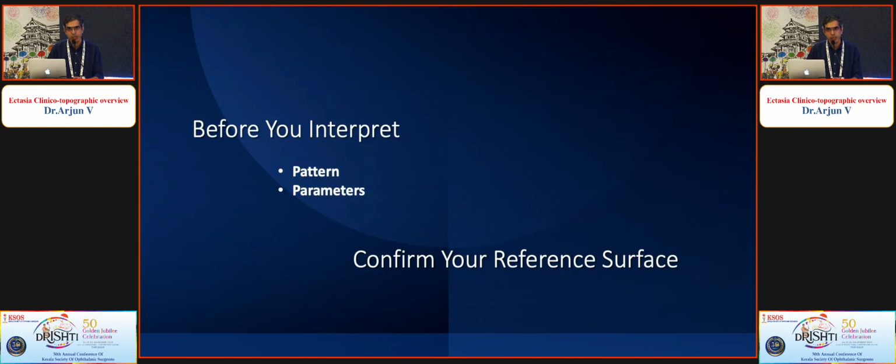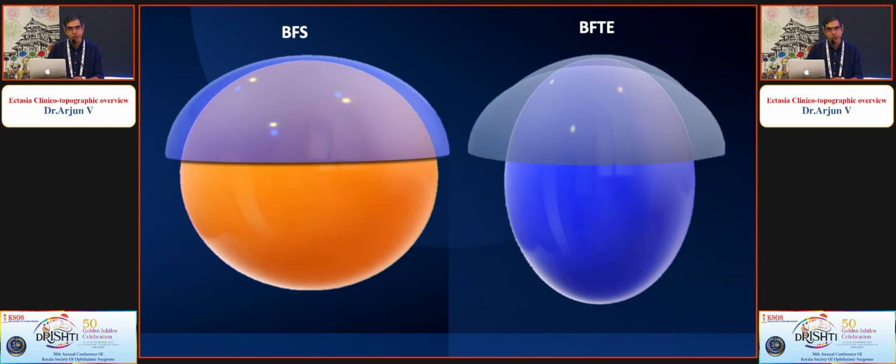But before you interpret any patterns or parameters, you should understand your reference. The reference commonly used was the best fit sphere. The newer devices have other references like best fit toric ellipsoid or best fit ellipsoid, toric ellipsoid fixed, etc. So understand the reference before you interpret the parameters.